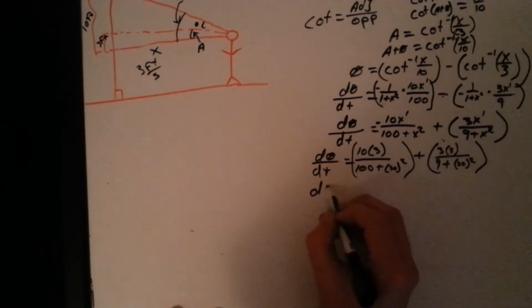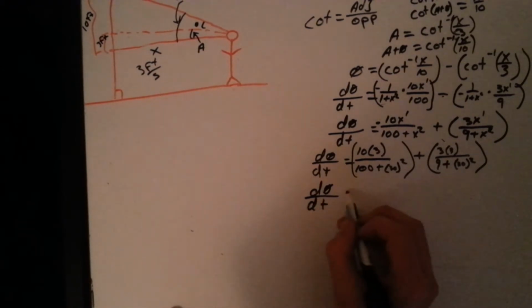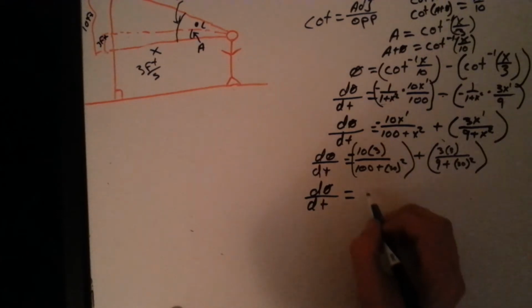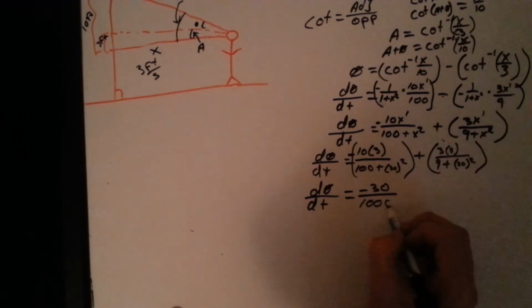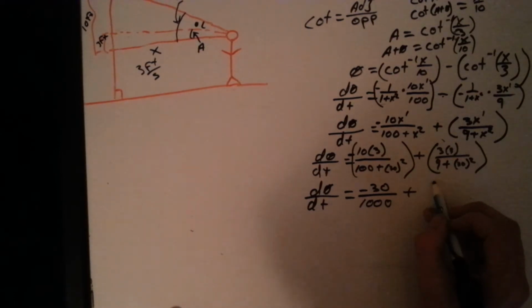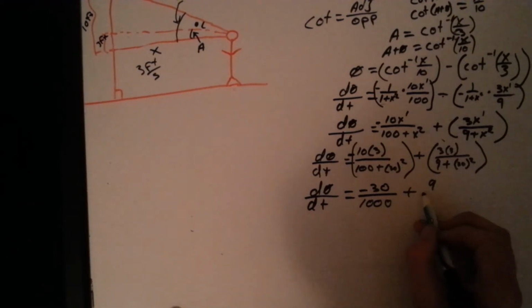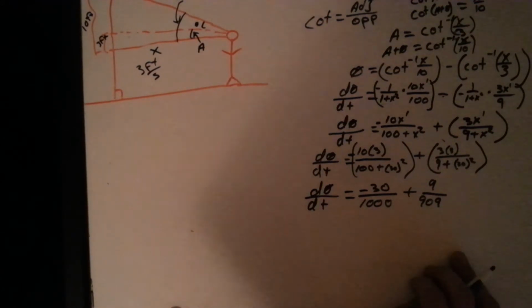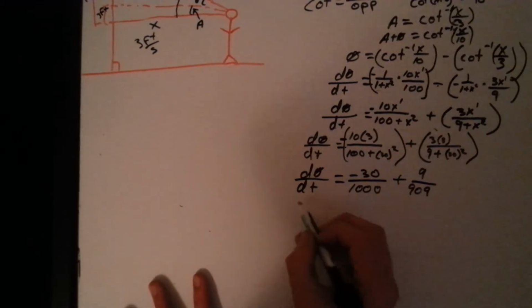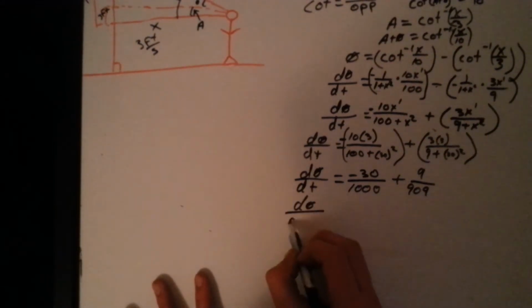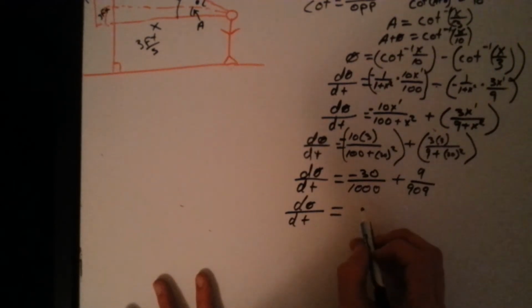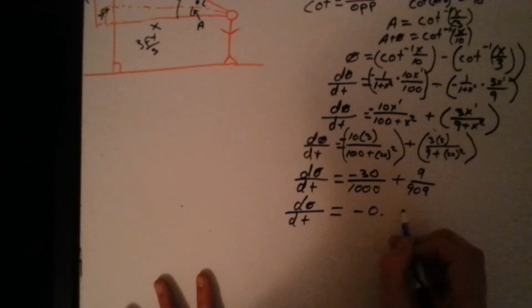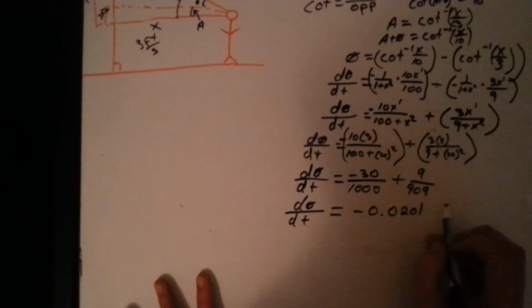Which simplifies down to the derivative of theta with respect to time will equal, and this is again negative, negative 30 over 1000 plus 9 over 909, and that simplifies out to be the derivative of theta with respect to time will equal negative 0.0201 radians.